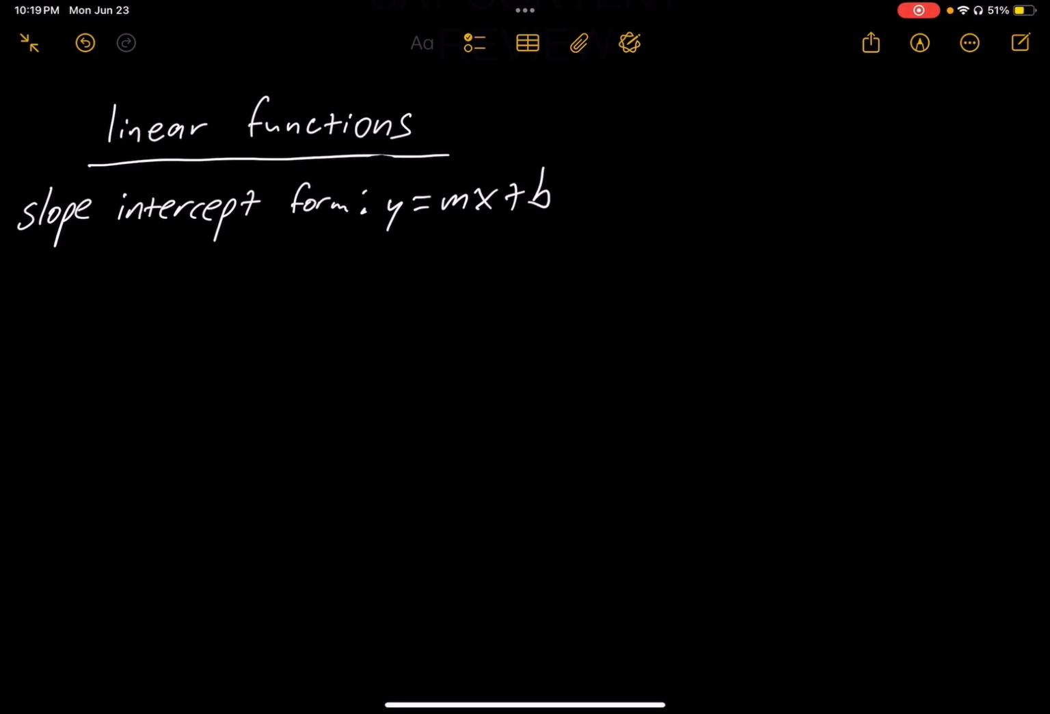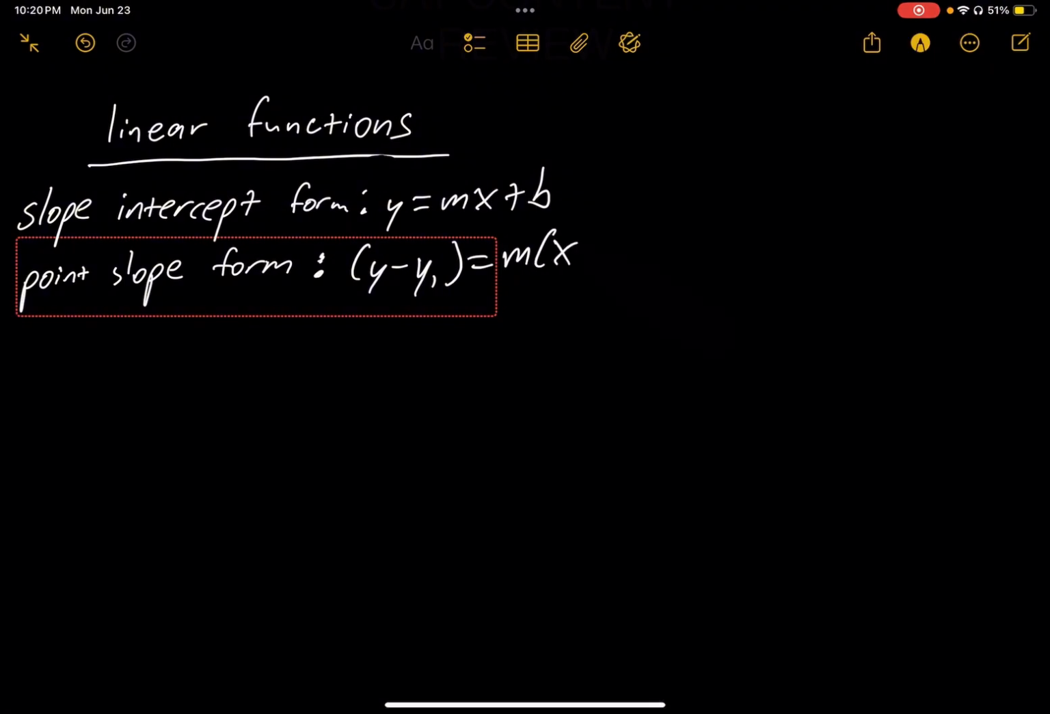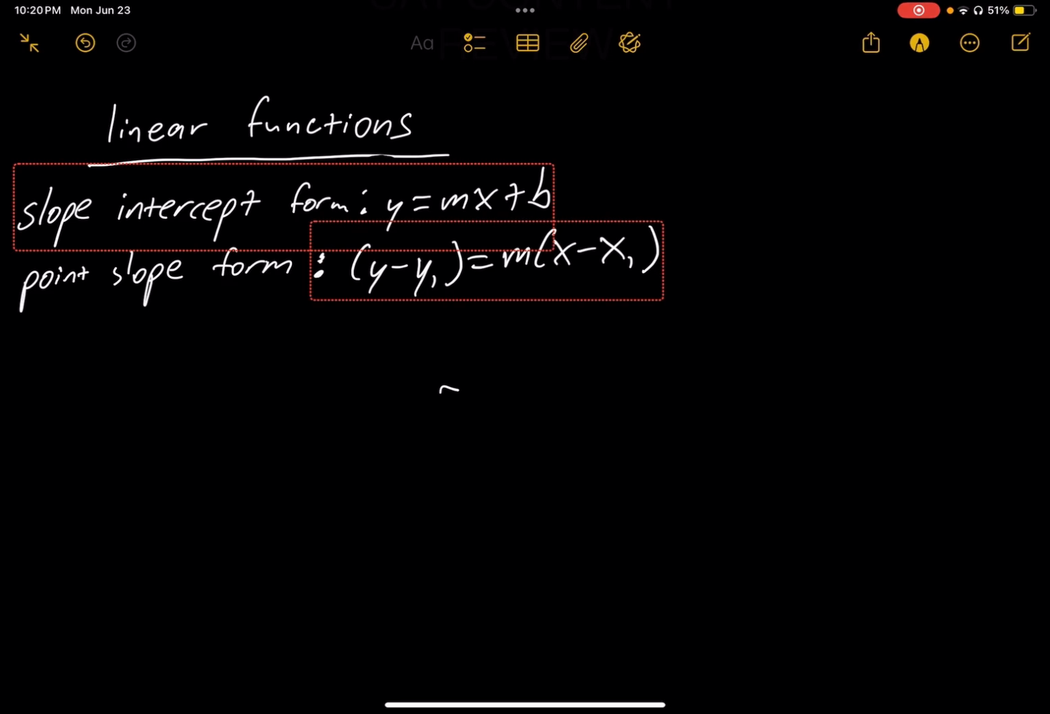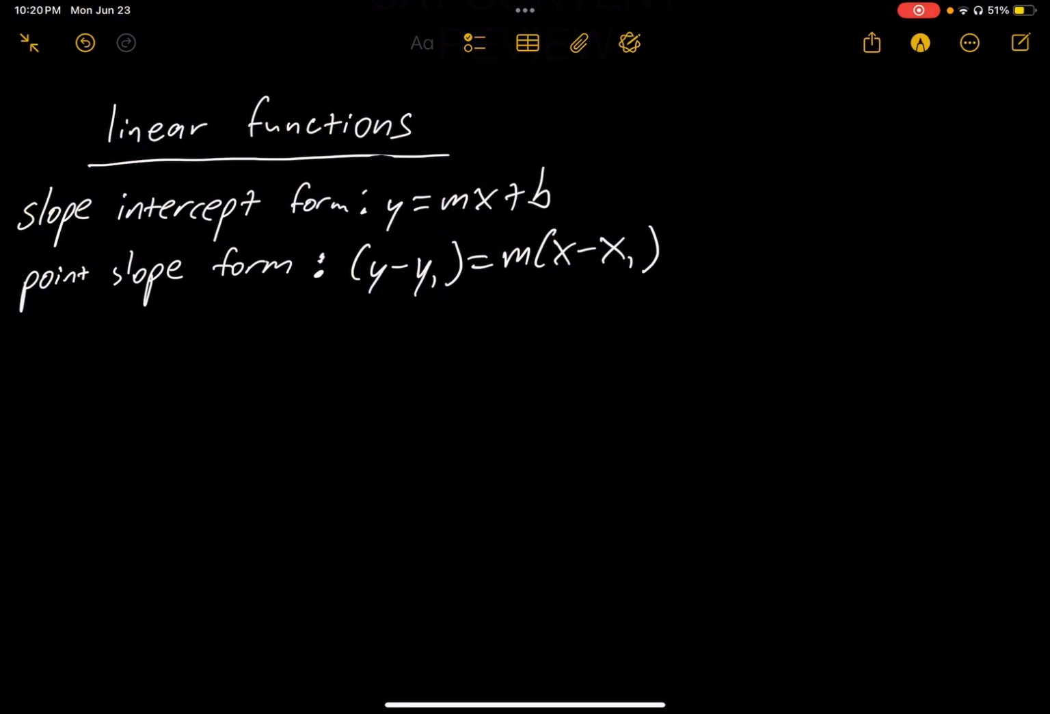Second form is point slope form, which is represented by y minus y1 is equal to m times x minus x1. I don't really suggest putting all your effort into memorizing this one because you can kind of navigate around it. However, it is useful to know.